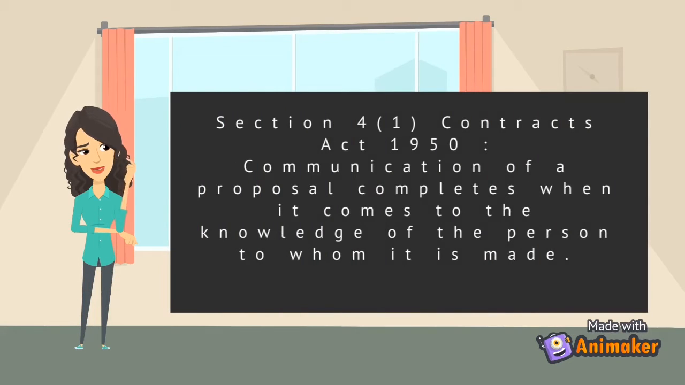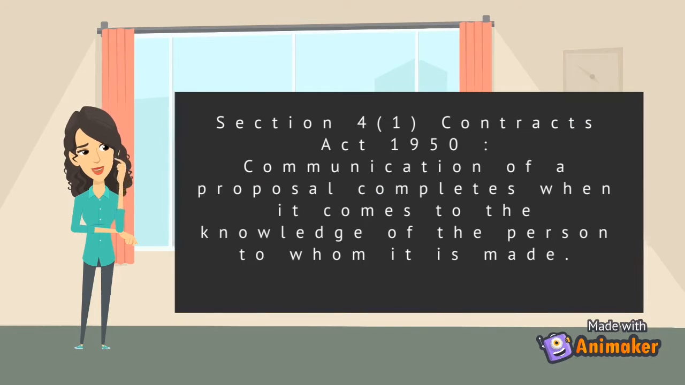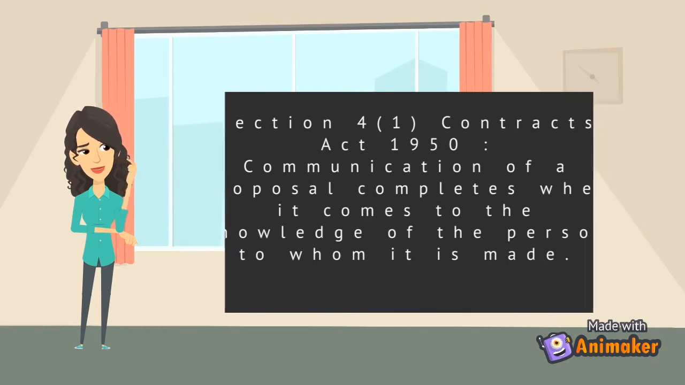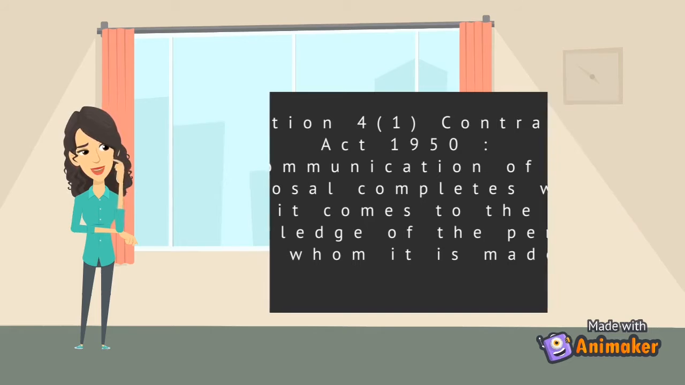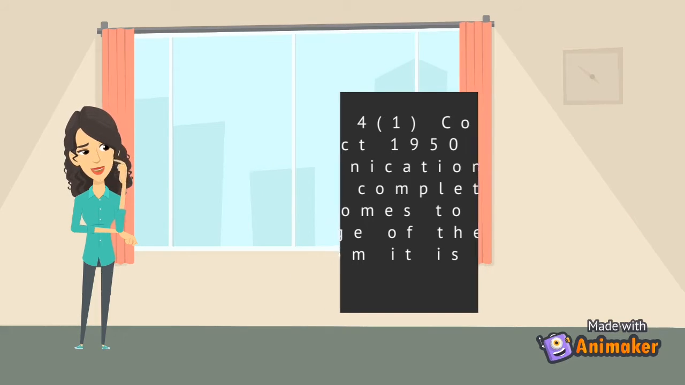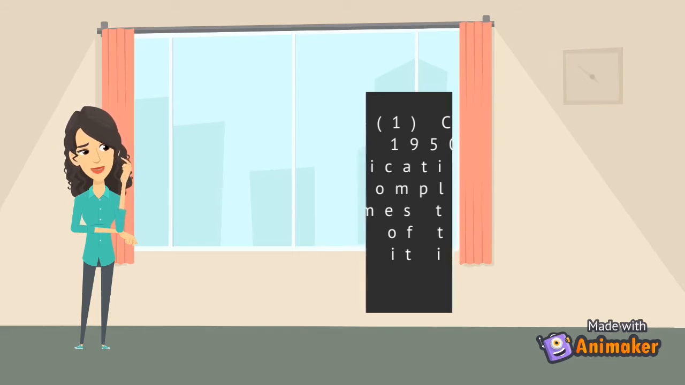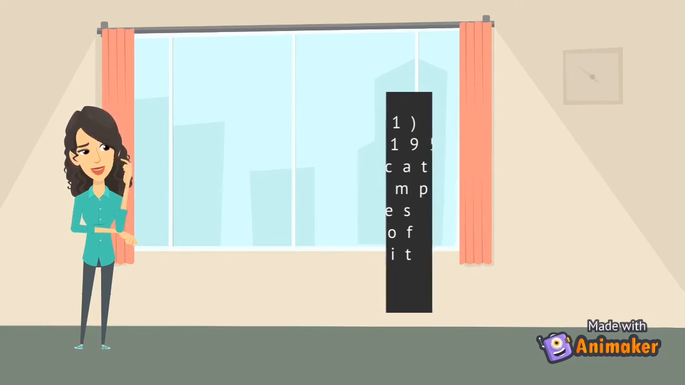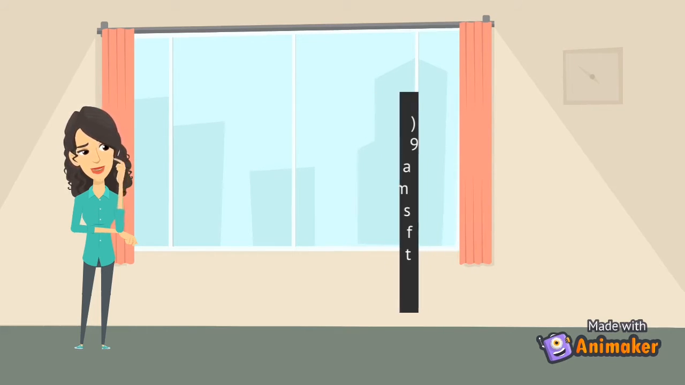Proceed to the communication of offer. Based on Section 4(1) Contracts Act 1950, as stated above, it means that an offer may be express or implied. An express offer is made verbally or in writing. Implied, the offer comes from one's act or behavior. However, there is a situation where an offer can be a combination of both.